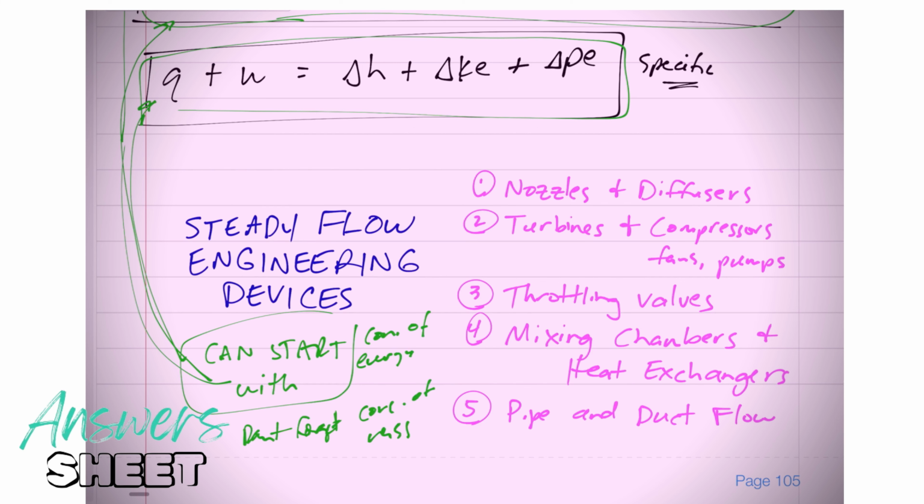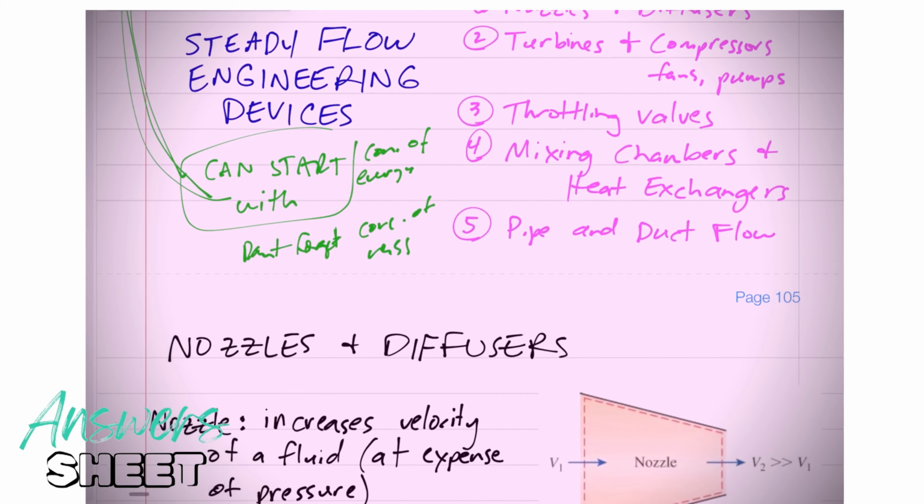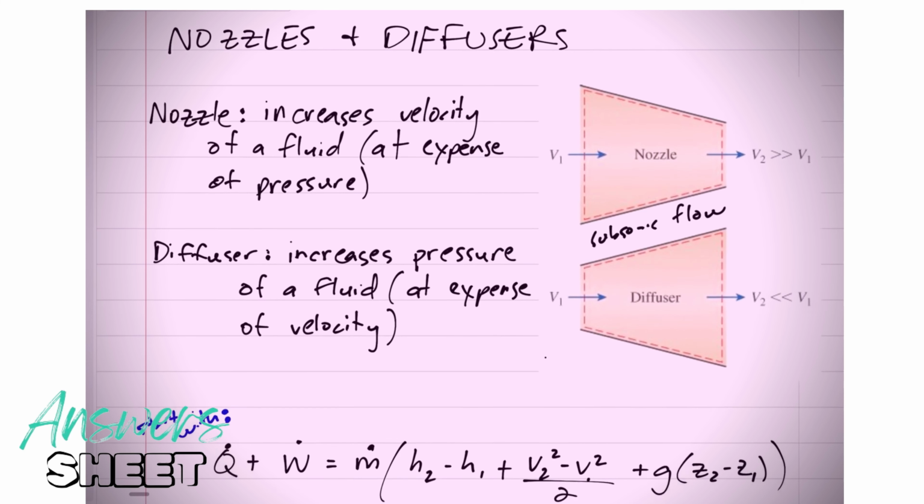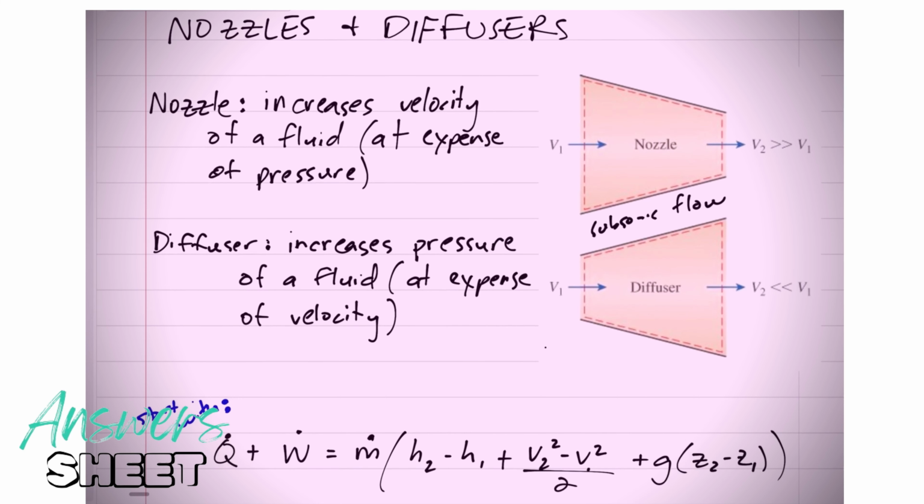Okay, so let's talk about some of these nozzles and diffusers, turbines and compressors, throttling valves. Let's talk about these different types of steady flow devices. So what I'm going to do, I'm just going to give you in general, this is usually how we'll handle a nozzle and diffuser. In general, this is how we're going to handle compressors and turbines. Now, the problem might be a little bit different, but these are just generally how they work.